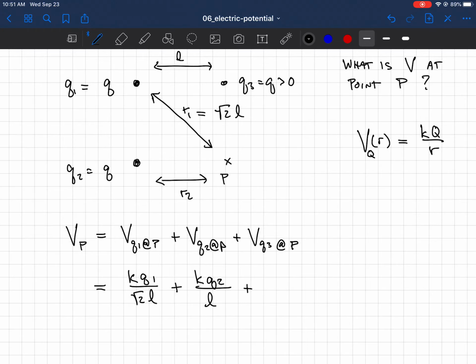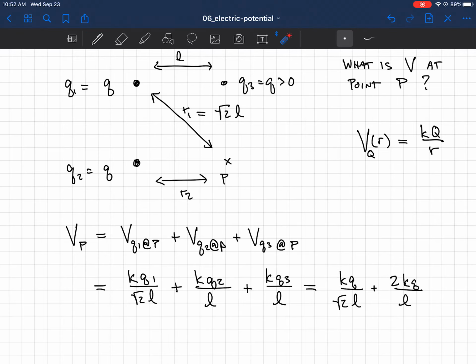And then finally we have exactly the same thing for the other one because it's exactly the same distance away. So it's KQ3 over L. And because all the Q's I said are the same, we have KQ over square root 2L plus 2KQ over L. And you could simplify if you want to. I don't think I'll do that right now. But you see the basic idea.